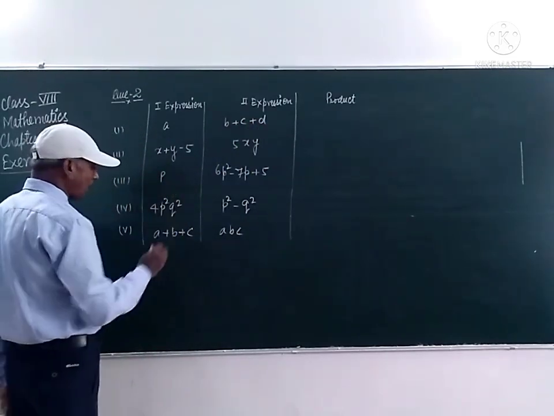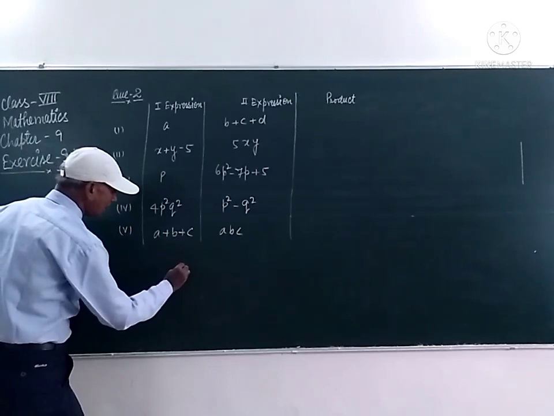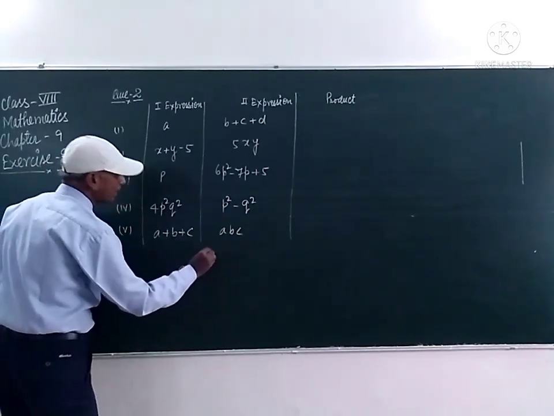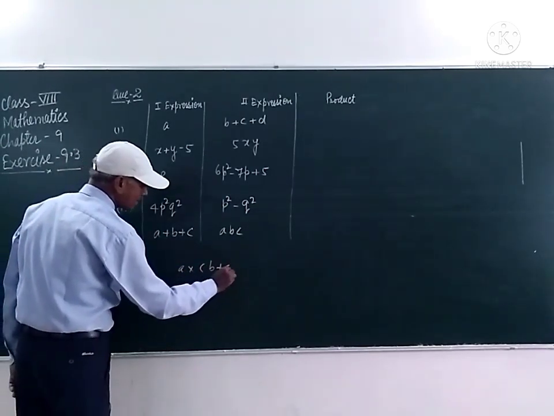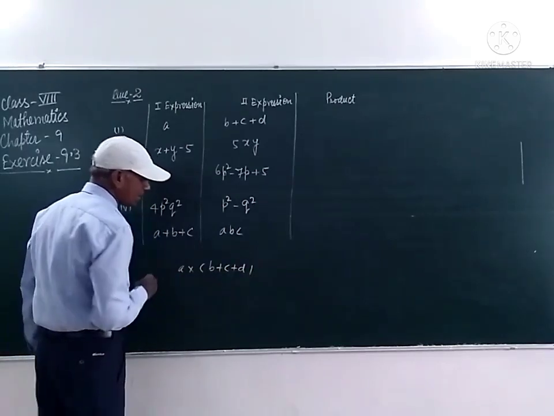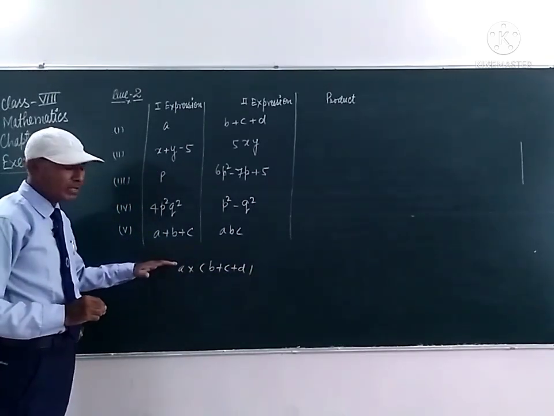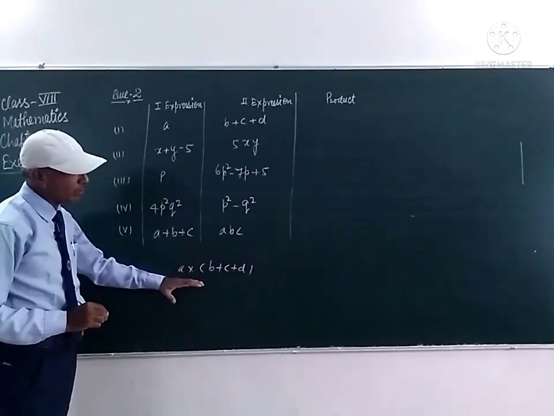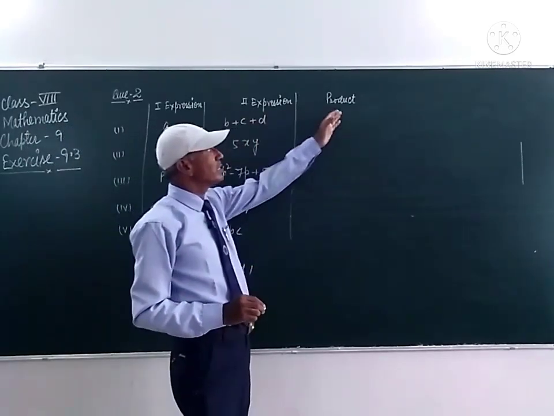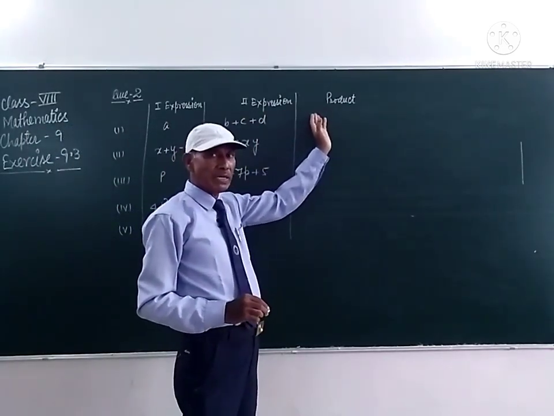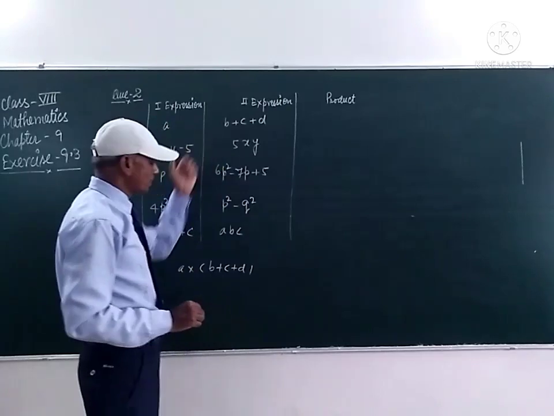So first part, that is A multiplied by (B plus C plus D). Clear, student? This is rough work, student. First of all we have to find the product, after that we will fill this place. We have to find the product of these two expressions.